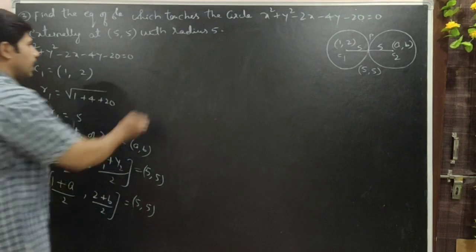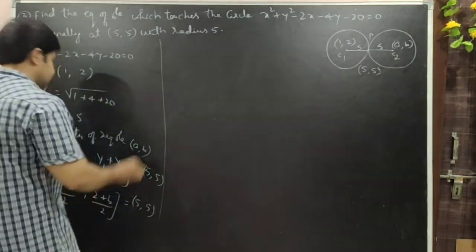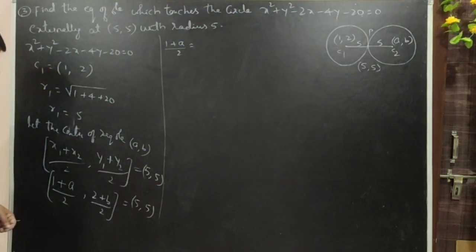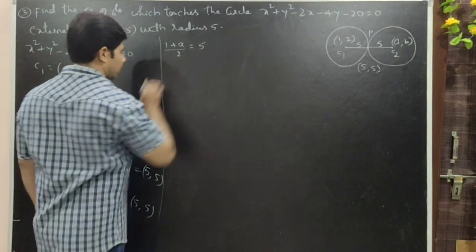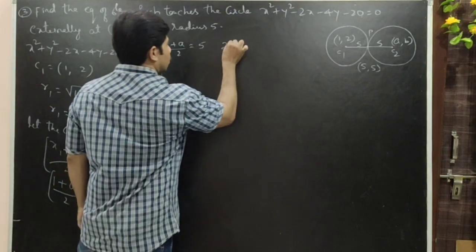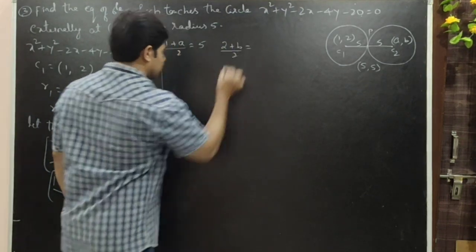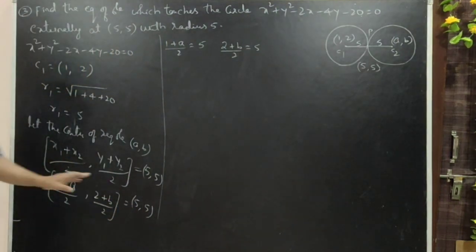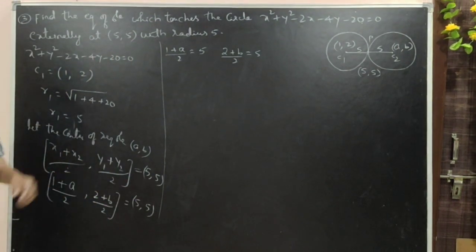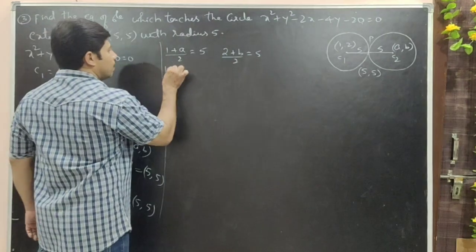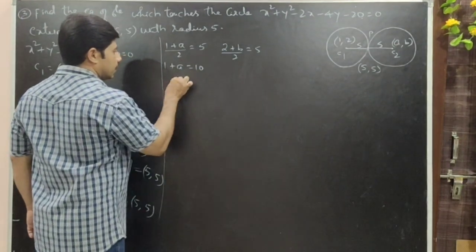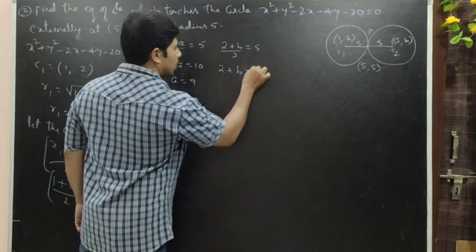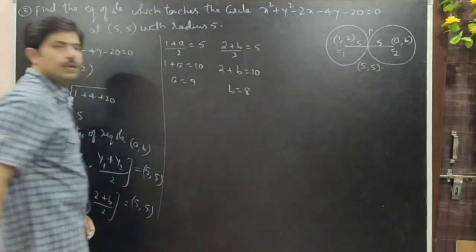So now I'll split and I'll calculate this. So that means 1 plus a by 2 is equal to 5, and 2 plus b by 2 is equal to 5. Okay, this 5 we have to equate to the x coordinate, and the other 5 we have to equate to the y coordinate. So 1 plus a is equal to 10, a is equal to 9. 2 plus b is equal to 10, b is equal to 8.